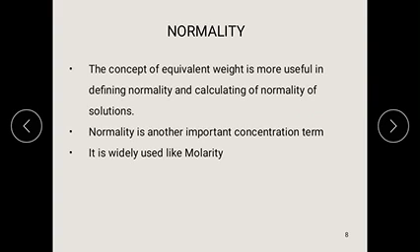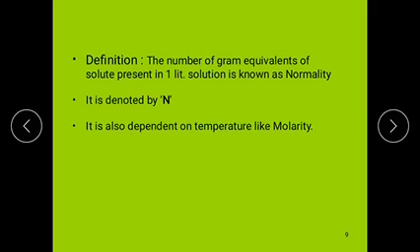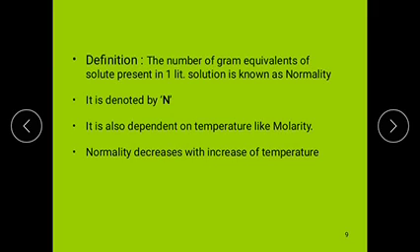It is widely used like molarity. The definition of normality is the number of gram equivalents of solute present in 1 liter of solution. Once again, from an examination point of view, they may ask as a question the definition: the number of gram equivalents of a solute present in 1 liter of solution is known as normality. It is denoted by capital N. It is also dependent on temperature like molarity. Normality decreases with increasing temperature, the same as molarity.